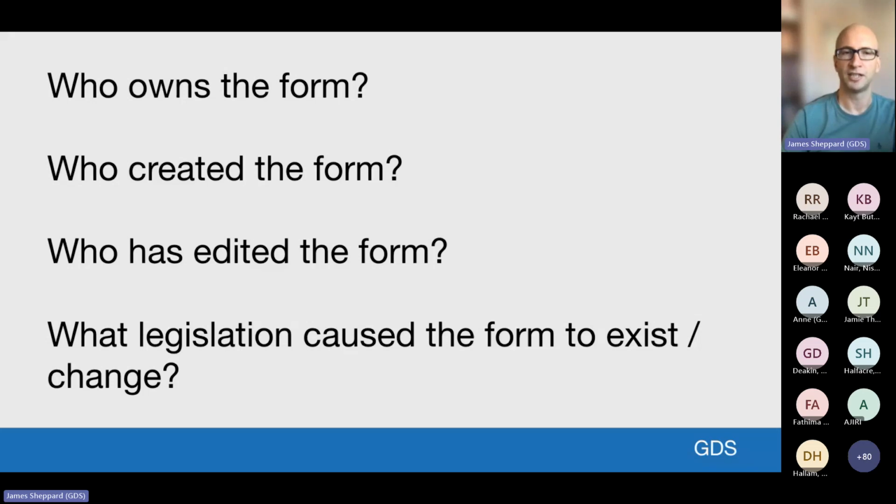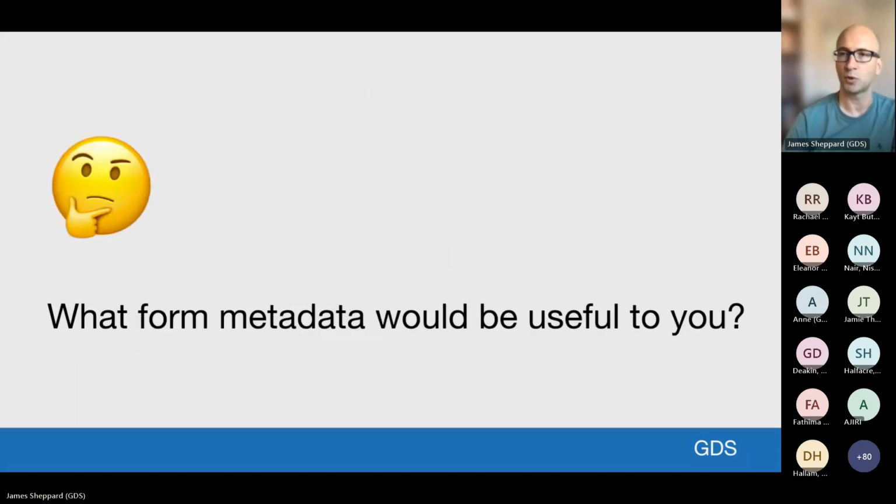And perhaps a more fundamental point, going back to the example right at the start of the form from the 1800s: what legislation caused that form to exist in the first place? Because some forms obviously exist because of government legislation, and whilst it's maybe implicitly known what that link is, would there be any value in modelling that? So that's another question to you. Is there form metadata which you think you'd find useful, which isn't typically captured anywhere?